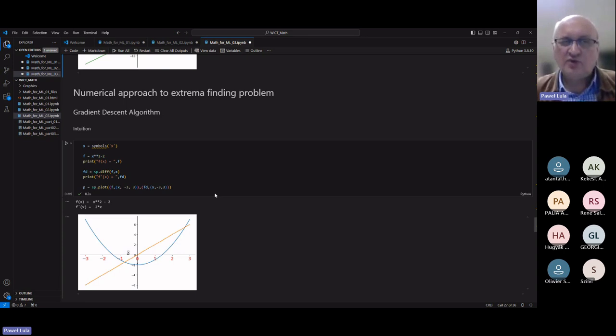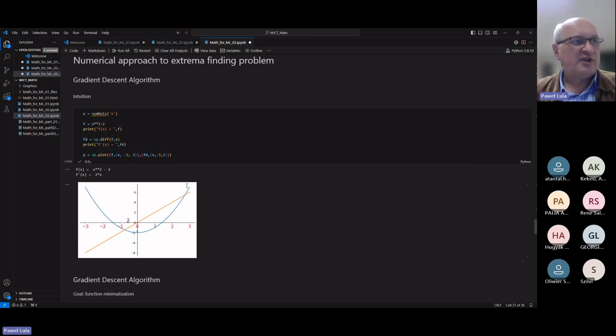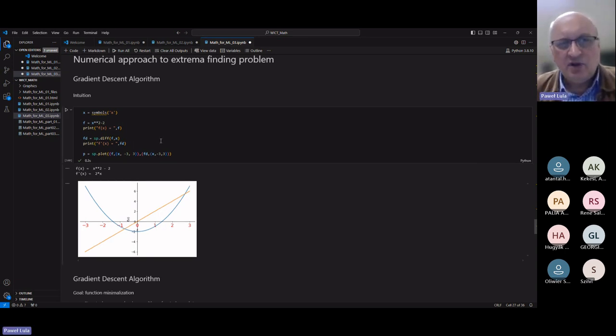Tomorrow, I'm going to show you a much more general approach in which we will have functions with many parameters, with many variables, and then derivatives are called gradients. But today, I'm not going to talk about it. I'm going to propose a numerical approach for finding an extremum, a local extremum, for a given function in a defined neighborhood of a starting point.